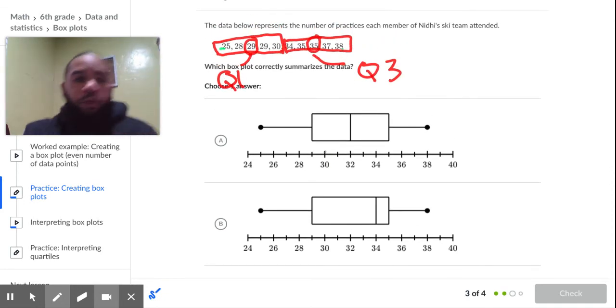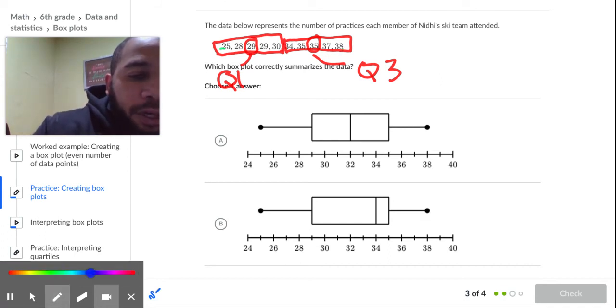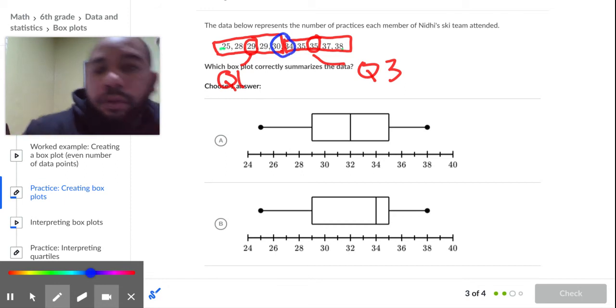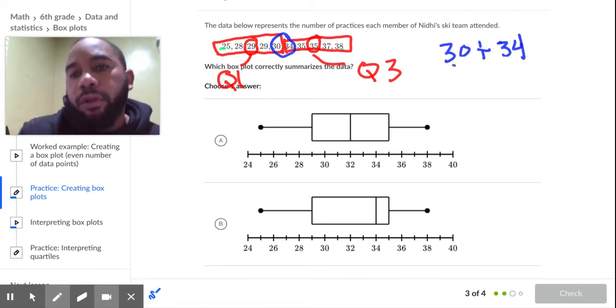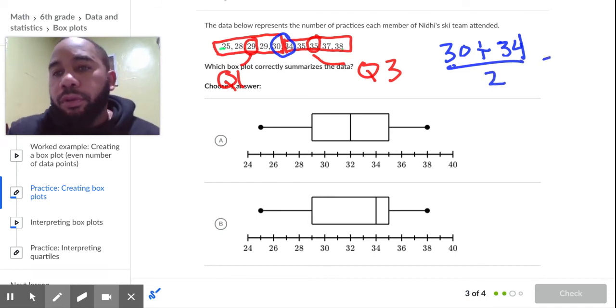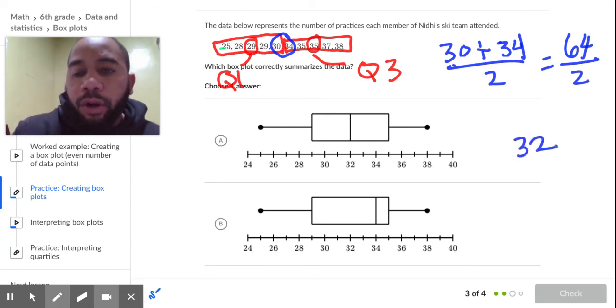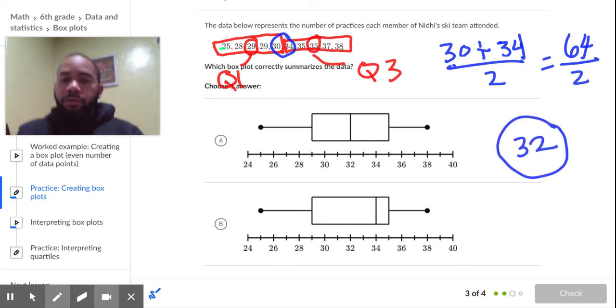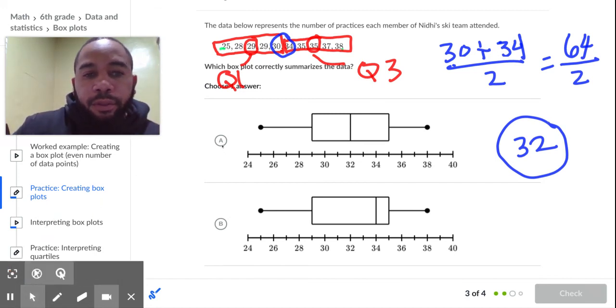The median, remember, we have 2 middle numbers. So let's do our median right here. We got 30 plus 34 divided by 2 is going to be equal to 64 divided by 2, which is 32. So our median is 32. So with that being said, this is the right answer.